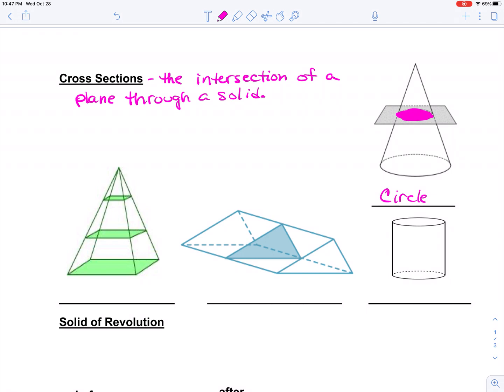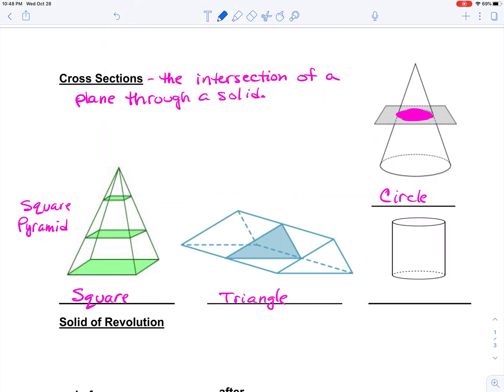Same within the next pyramid. If this is a square pyramid, the cross sections are going to be similar to the base, not congruent. Excuse me. So my cross sections are squares. The cross section in my triangular prism happens to be a triangle. Now look at the last figure. If I do a cross section horizontally, you will have a circle.